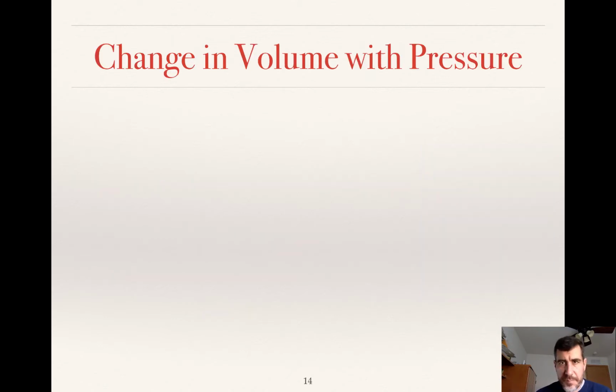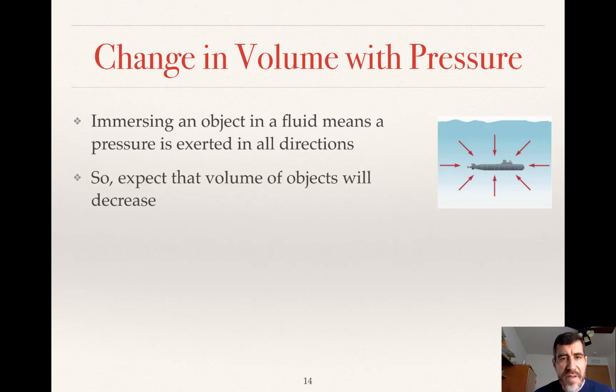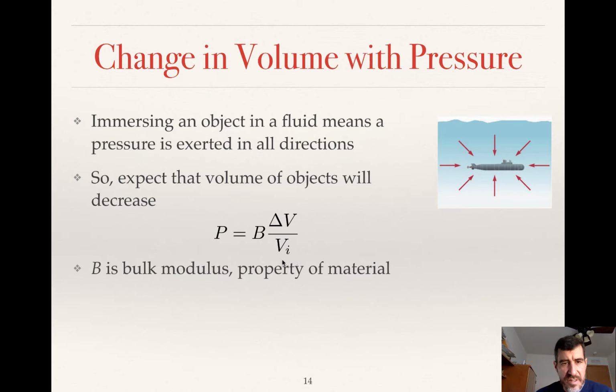Now, if you immerse an object in a fluid, so imagine a ball or a submarine, there's going to be a pressure, and the pressure gets exerted in all directions. So the effect of that is that you expect the volume of an object immersed in a fluid to decrease. And for the amount it decreases, you can have this relationship that the pressure exerted by the fluid is going to be this constant B times delta V over V. Hopefully the form of this equation will look fairly similar.